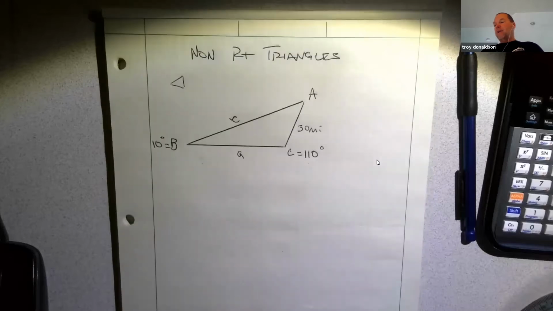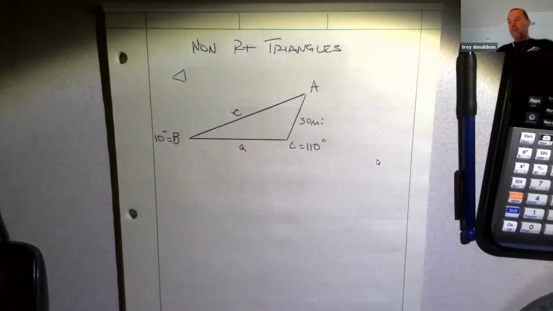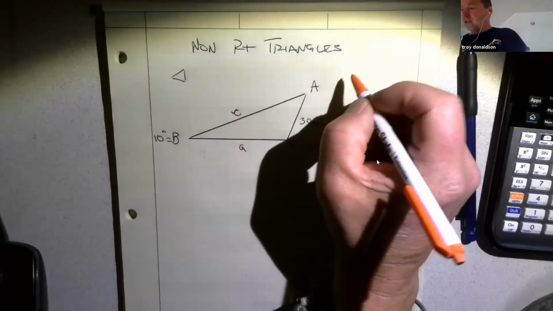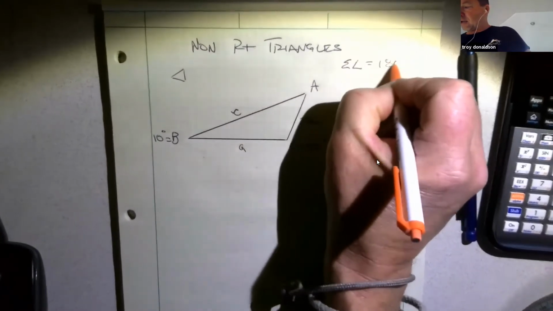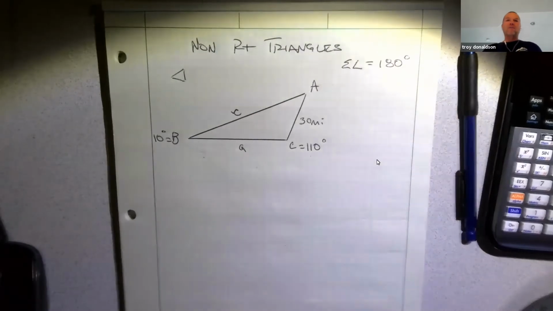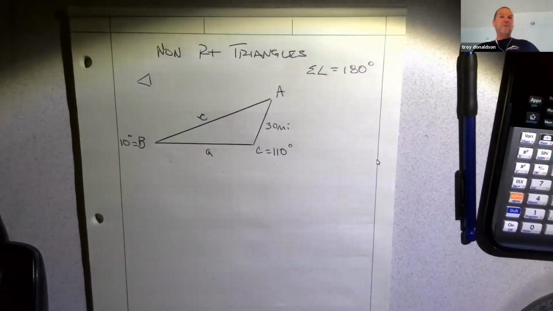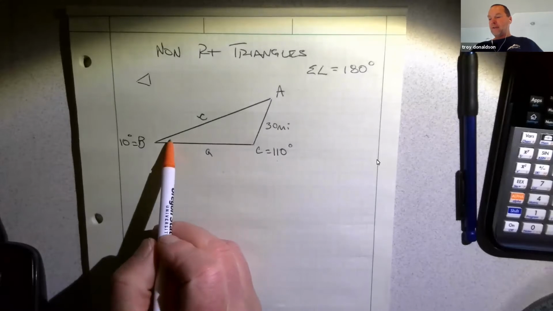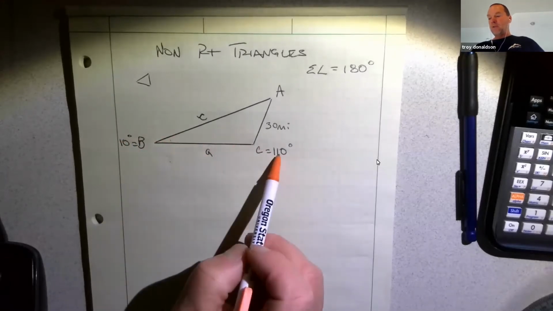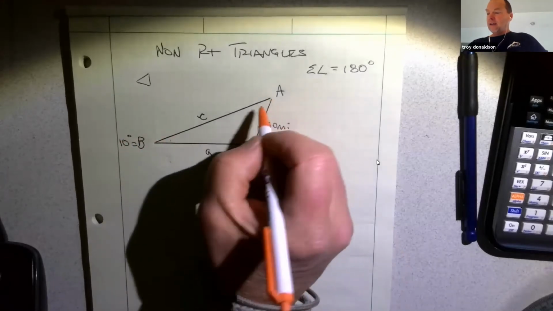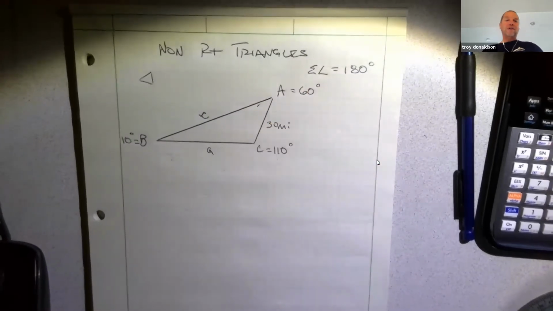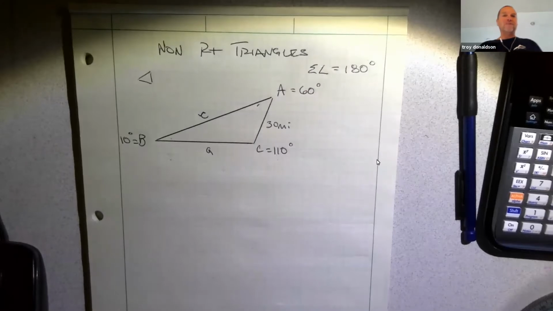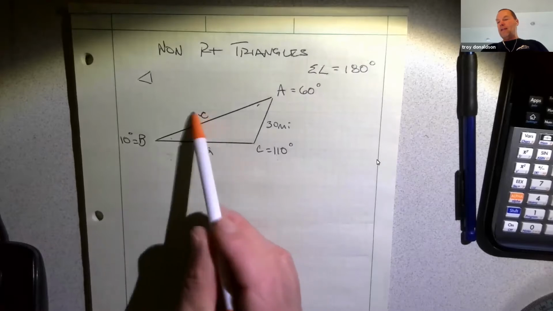All right, so for non-rights, we still have the same equation for the interior angles. The sum of those interior angles is equal to 180 degrees. So summation of those interior angles is still 180. So if I know this is 10 and this is 110, now we're to 120, this has to be 60. So that's one of the first things I always look for: can I get all the interior angles? If I can, then I'm one step closer to solving this triangle. And now I need A and C.